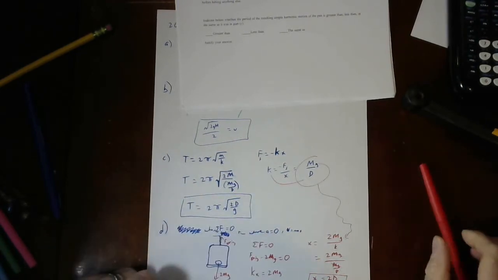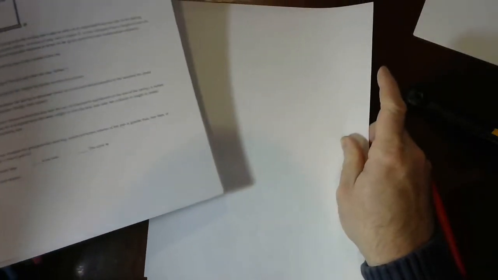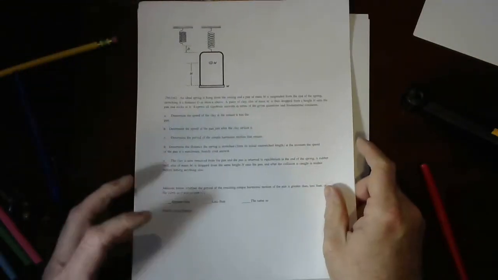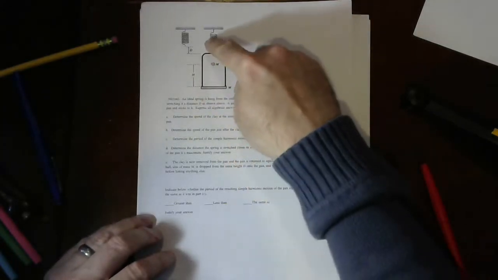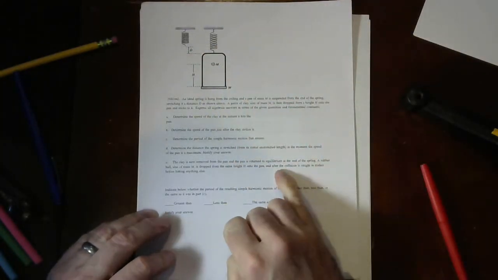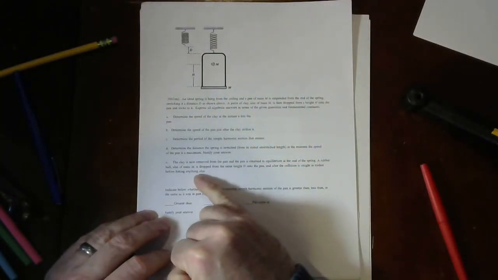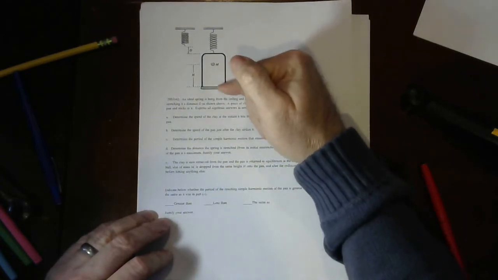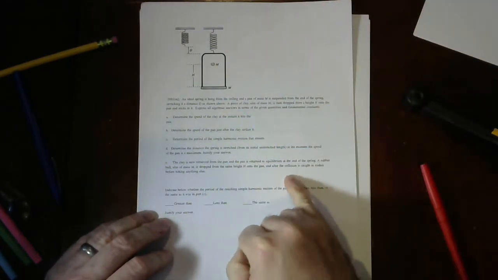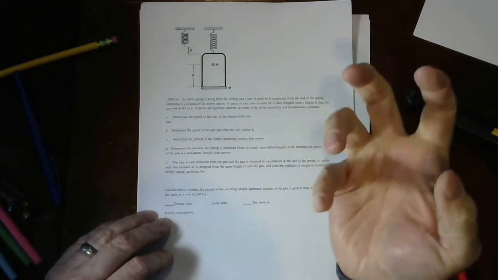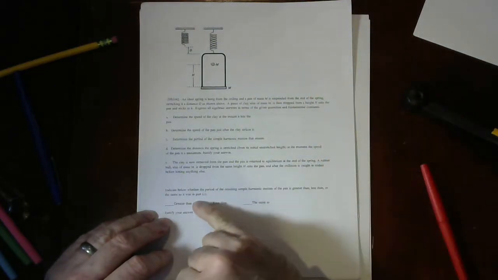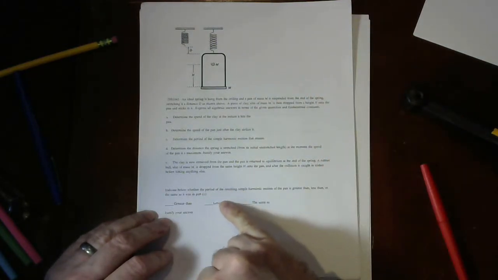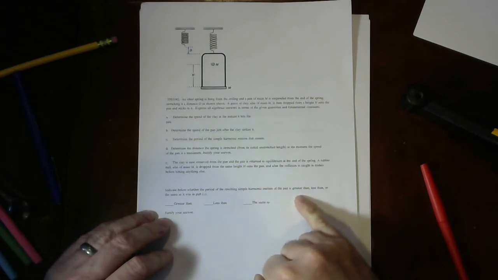Okay, that takes us to the last part, part E. Going to go on a second sheet of paper. Here we go. The clay is now removed from the pan, and the pan is returned to equilibrium. So it's back to when it's stretched only d. A rubber ball, now also of mass m, is dropped from the same height, so it'll have the same speed when it gets there. After the collision, it bounces off the pan and you catch it so it doesn't hit it again. What's going to happen to the period of the resulting simple harmonic motion of the pan?